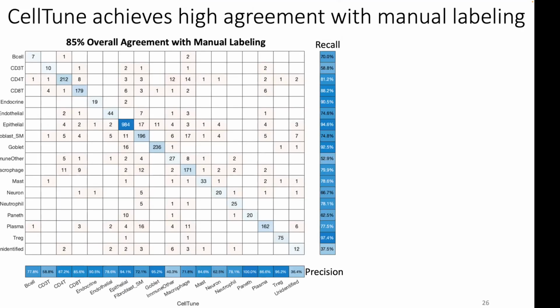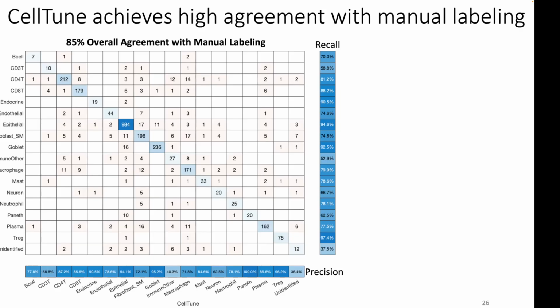So for results, we had a manual labeler sit and label thousands of cells. Here I'm showing 3,000 cells in graft versus host disease. We saw that the agreement between the predictions from a different person labeling with CellTune was 85%, which is actually pretty close to what we tend to get with different people.